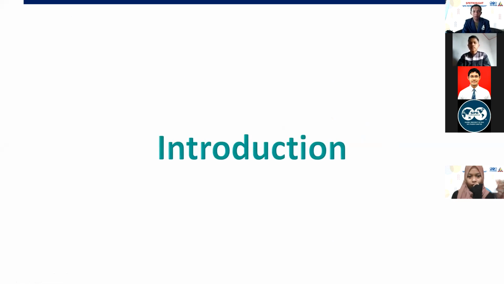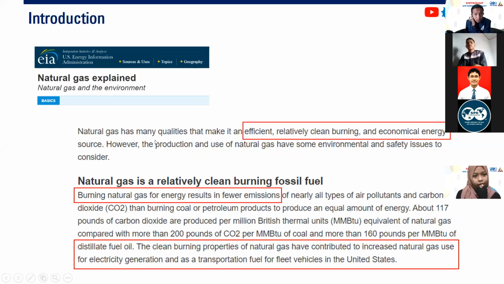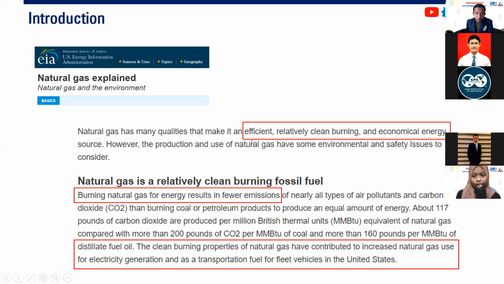Okay, we start with the introduction. I take it from the Energy Information Administration of America. It is about natural gas, and we can concentrate on this statement. Natural gas has many qualities that make it an efficient, relatively clean burning, and economical energy source. Also, we can read here, burning natural gas for energy results in fewer emissions. And the clean burning properties of natural gas have contributed to increased natural gas use for electricity generation and as a transportation fuel for fleet vehicles in the United States.